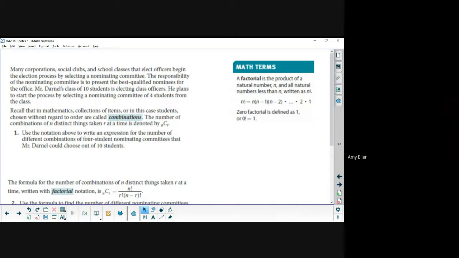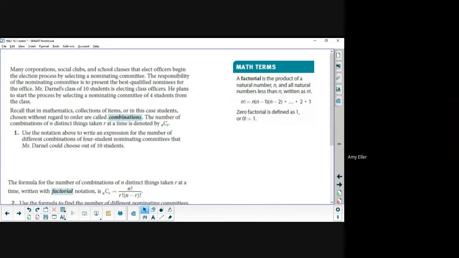Okay. All right, page 255. Many corporations, social clubs, and school classes that elect officers begin the election process by selecting a nominating committee. The responsibility of the nominating committee is to present the best qualified nominees for the office. Mr. Darnell's class of 10 students is electing class officers. He plans to start the process by selecting a nominating committee of 4 students from the class.